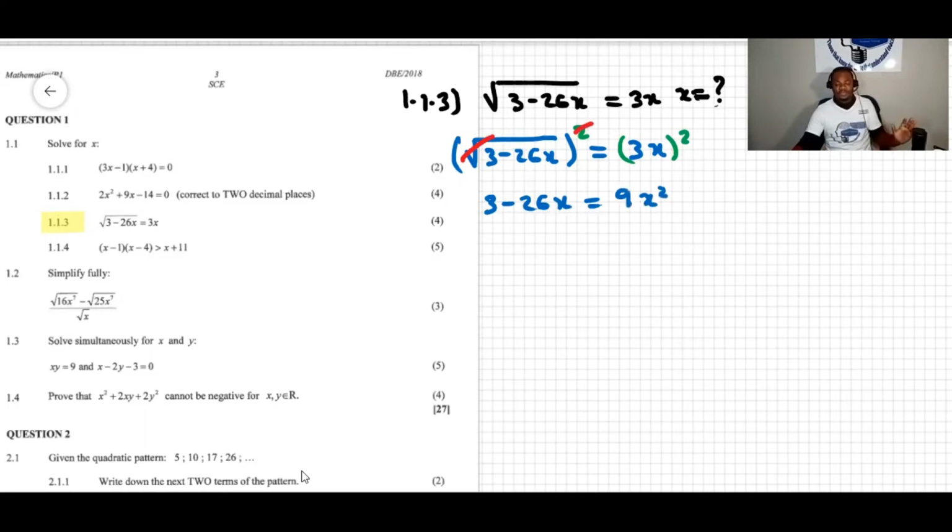Now I can move whatever I have on the left to the right. So that will be 0 equal to 9x squared plus 26x minus 3. I prefer to write it like that. So I move negative 26x over to plus 26x, and positive 3 over to minus 3. So I can just write 9x squared plus 26x minus 3 equal to 0.